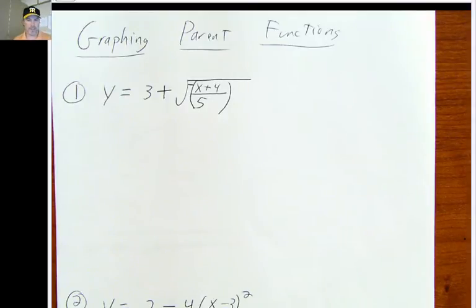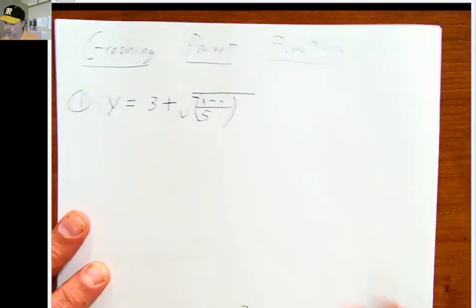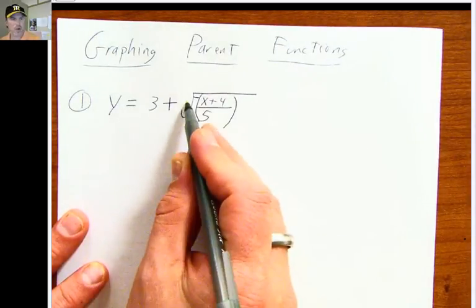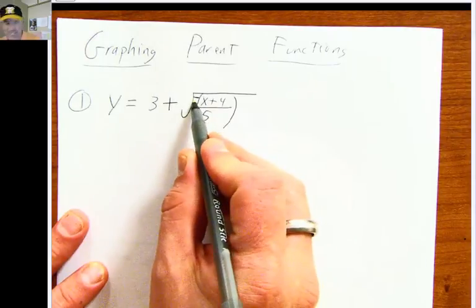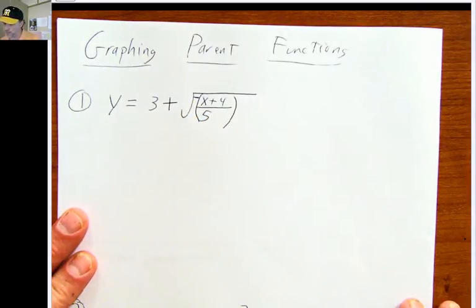So you might not need this lesson because, like I said, if you combine the parent function lesson along with a function transformation graphing lesson, that's essentially what this lesson is right here. I'm going to graph two functions for you. The first function I'd like to graph today is y equals 3 plus the square root of a negative, that's a negative in there, x plus 4 divided by 5.